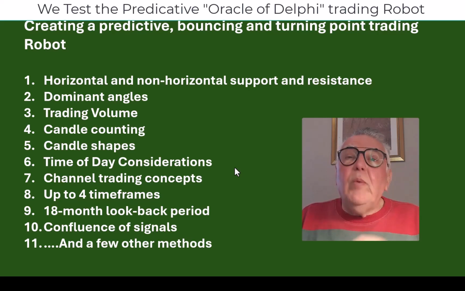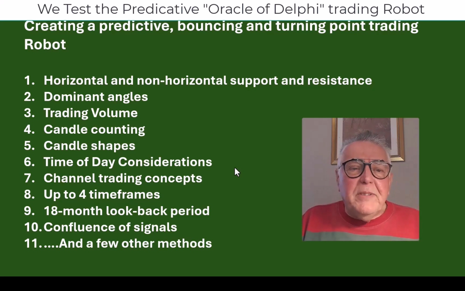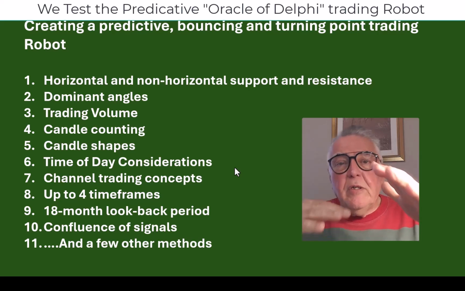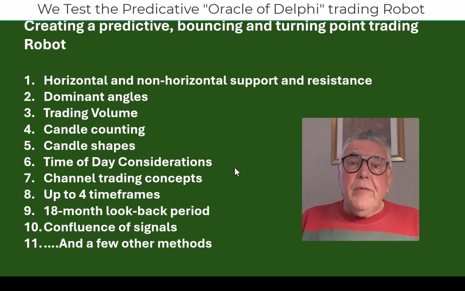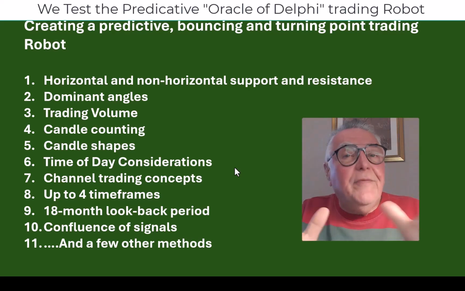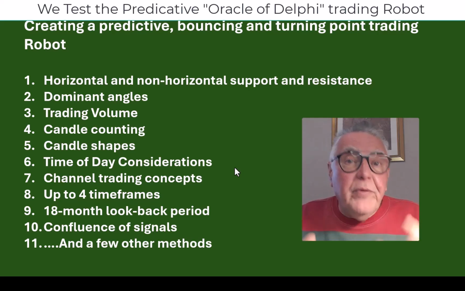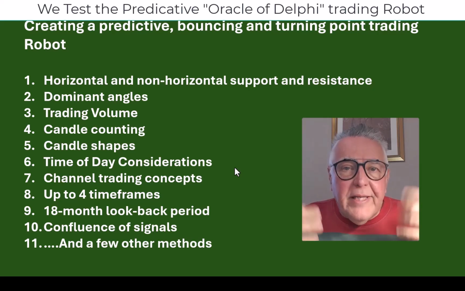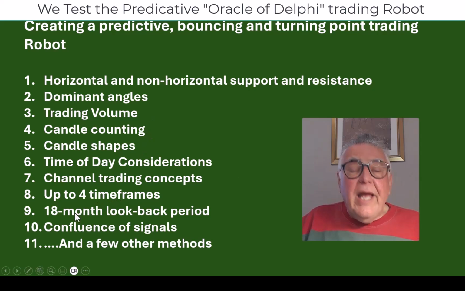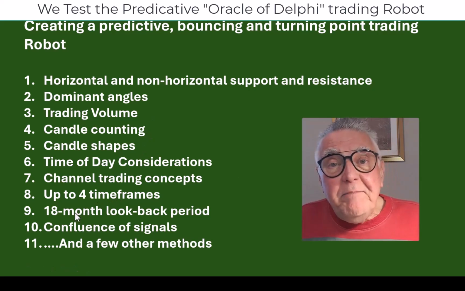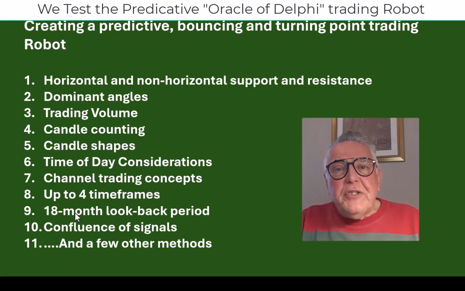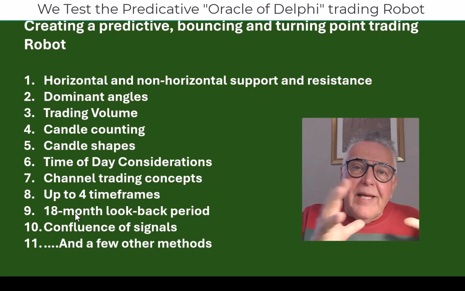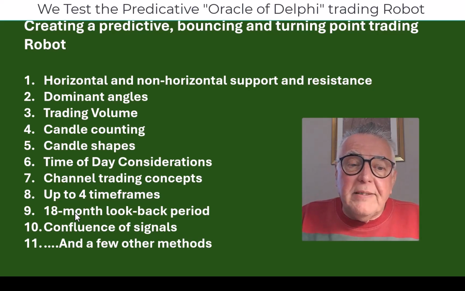And we look at channel trading concept, which is very similar to the dominant angles, but it is more dynamic. Channel trading can be non-horizontal or horizontal depending on the state of the market. Then what we've done is we've looked at all of these and a few other things on different time frames. So we're actually looking at them at 4 time frames. So it's stacking the odds in our favor. That's one of the concepts that is used. And we also have a look back period of 18 months. So we can study the price action, how the price reacted at various price levels and why it reacted that way. And that is the learning point that goes into this particular system.